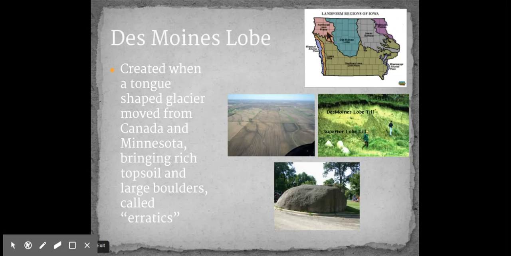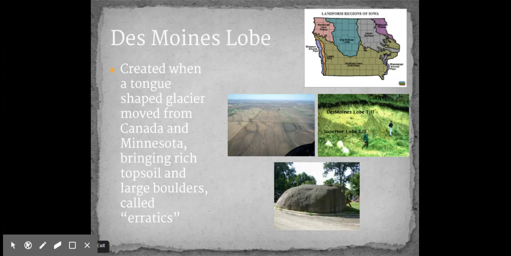The first area is the Des Moines Lobe. The Des Moines Lobe was created when a tongue-shaped glacier pushed down from Minnesota and Canada into our state, flattening out the land. So this area is extremely well known for its farming because of its flat land. It's also known for great nutrient-loaded soil because it has such great topsoil left off from when the glacier pushed through and dropped off nutrients. This is a great area for farming.